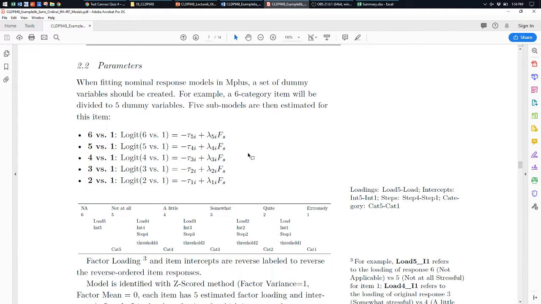So as Lisa said, M plus will ultimately set the highest option as a reference. But we reversed that so that the first option, extremely stressful, will be set as a reference. M plus will ultimately create a set of dummy coding to estimate 5 submodels for 6 category items. So there will be the not applicable category versus extremely stressful, and category 5 versus 1, 4 versus 1, 3 versus 1, and 2 versus 1.